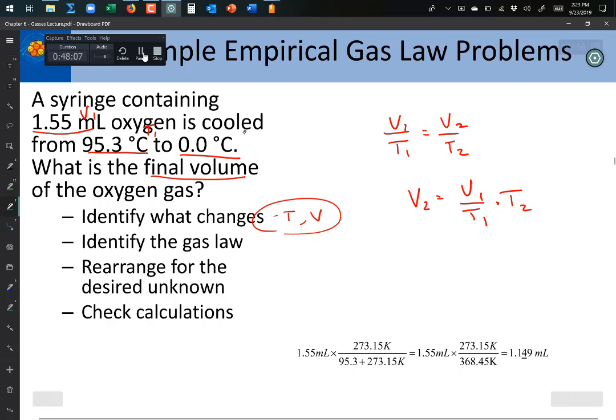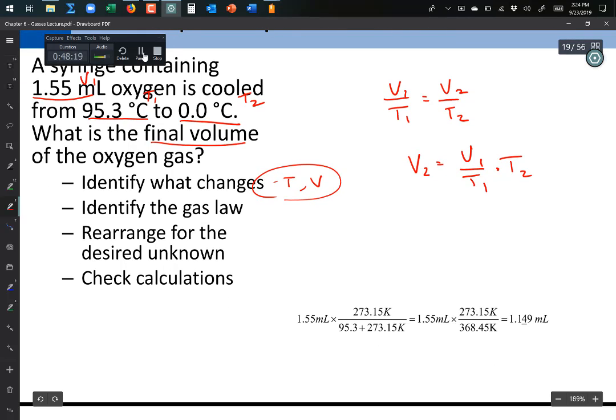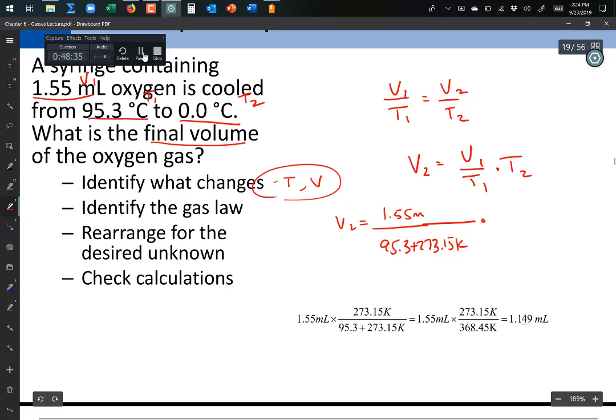1.55 by T3. And then T2 is this. So this comes out to be something like this. V2 is equal to 1.55 milliliters divided by 95.3 plus 273.15 Kelvin times 273.15 Kelvin. That's the temperature of 0 degrees Celsius in Kelvin.